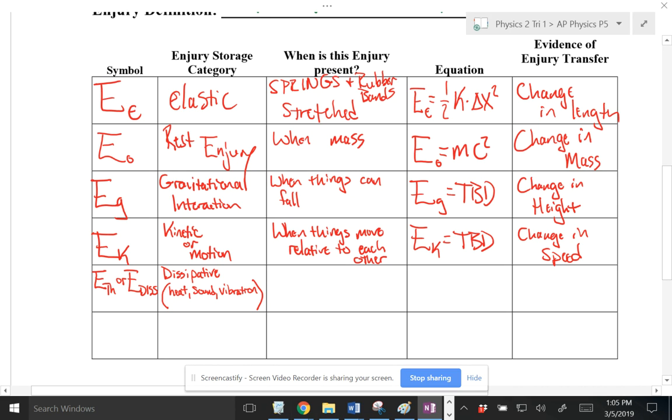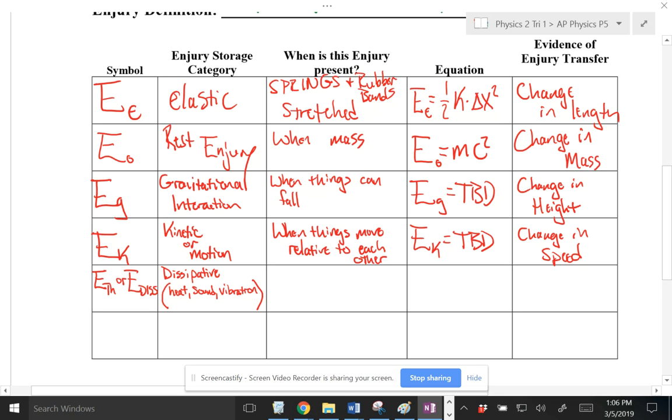This is where I have to rely on your other teachers a little bit. What do those things all have in common at the molecular level? Motion, increase in motion, right? So if we're increasing the dissipative energy, that would be like an increase in vibration on an atomic or molecular level. Sound is the vibration of the air.